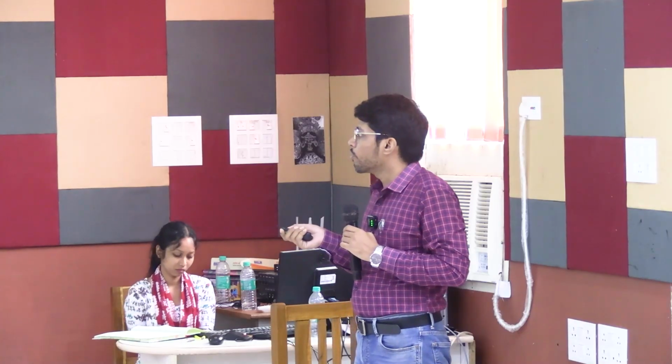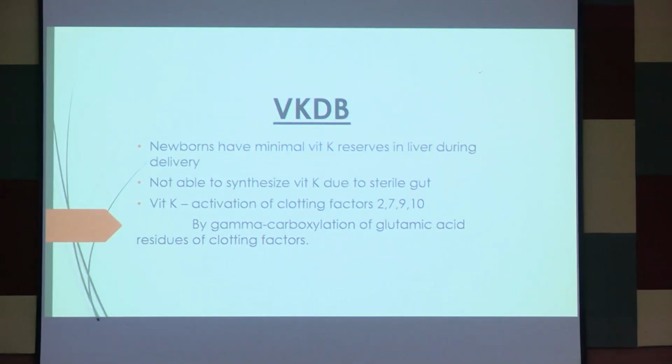Now, what does vitamin K do? That activates the clotting factors, that is vitamin K dependent clotting factors. What are they? 2, 7, 9, 10, by gamma carboxylation of glutamic acid residues of clotting factors. So, gamma carboxylation will not be there, so clotting factors will be inactivated. Okay, so there will be bleeding.